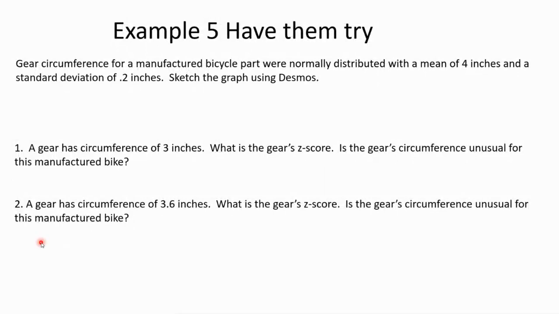Okay, so here we're supposing that gear circumference for a manufactured bicycle part is normally distributed with a mean of 4 inches and the standard deviation is 0.2. I think I actually got this from the textbook. We're going to sketch this graph using Desmos, and we're going to answer these 2 questions. The z-score and all that stuff.